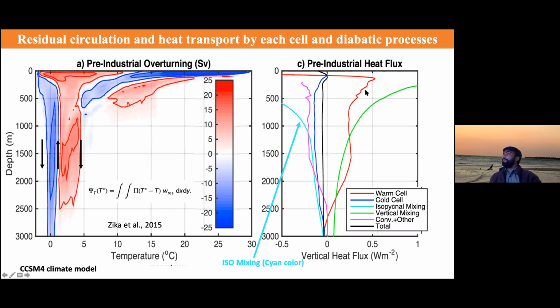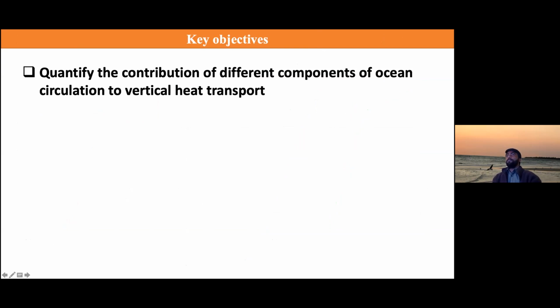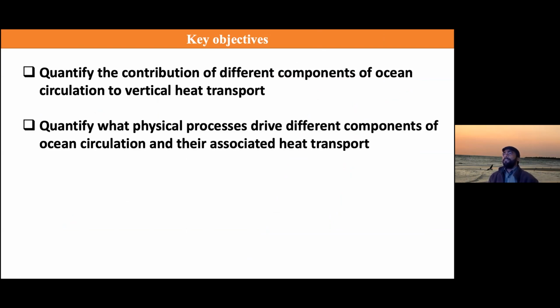This study also investigates how much heat is transported by the individual cells, as you can see in the right figure, shown in the red line. The red cell transports heat downward in the ocean and warms the ocean, whereas the cold cell transports heat upward and cools the ocean, and is further balanced by the diabatic processes. So I'm really interested in showing what processes drive the individual cells. The main objective of this talk is to quantify the contribution of different components of ocean circulation to vertical heat transport, and quantify what physical processes drive different components of the ocean circulation and their associated heat transport.